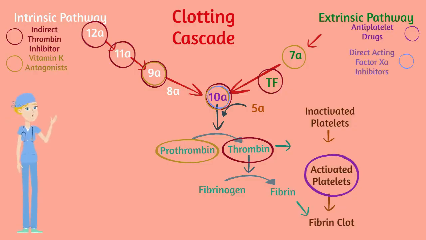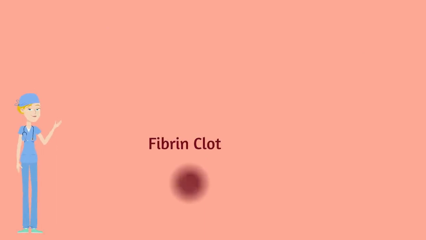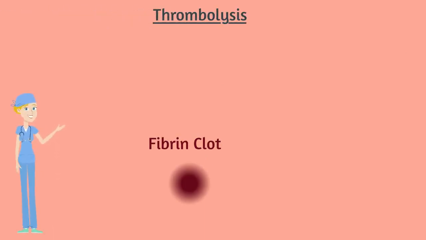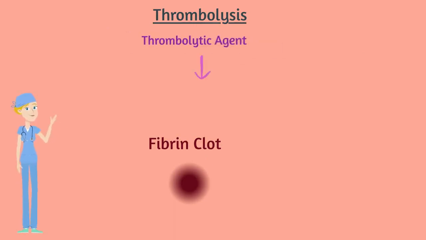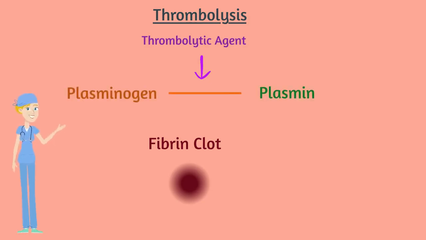Now let's throw this clotting cascade to the side and learn about medications used to break down a fibrin clot that's already been formed. This is called thrombolysis. To reverse the effects of the clotting cascade, thrombolytic agents will be given to convert a substance called plasminogen to plasmin. Plasmin is a substance with the ability to break down a fibrin clot into fibrin particles.